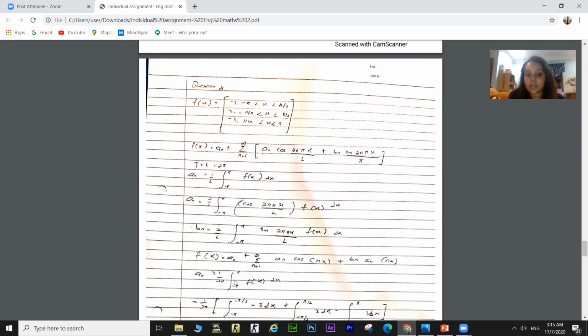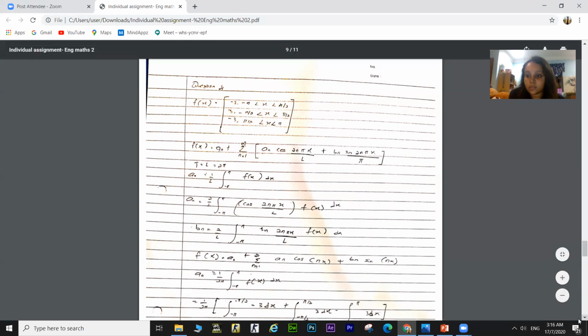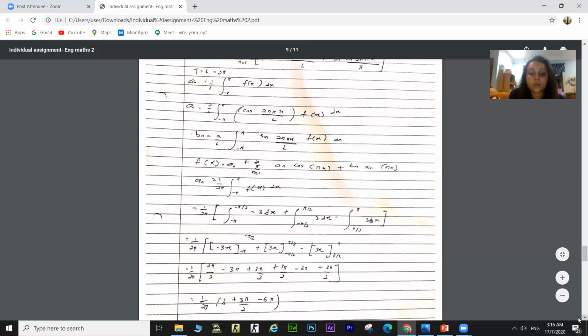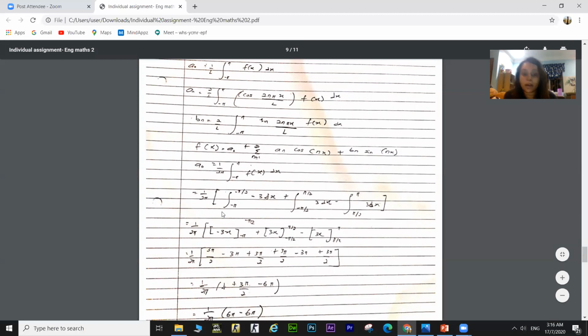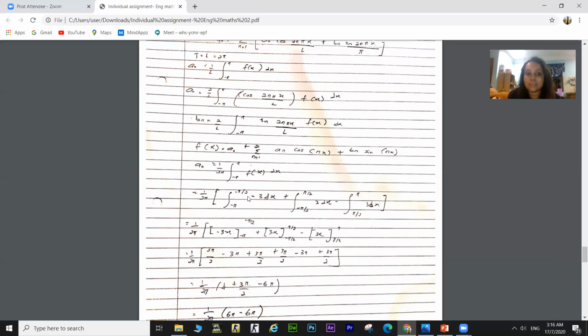1 over 2π, integral with upper value π and lower value negative π, of f(x) dx. So it equals 1 over 2π times the bracket. We take negative π over 2, the upper value π over 2 and the lower value π, because we take the value in front, integrate 1 over 2π. After integrating we get negative π over 2 of minus 3 dx, plus the integral from negative π over 2 to π over 2 of 3 dx, plus the integral from π over 2 of 3 dx.